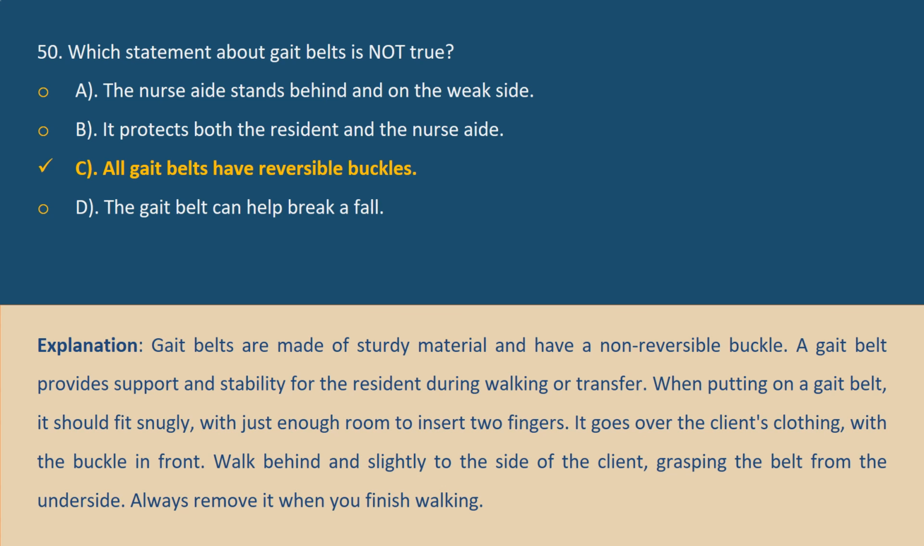Answer C. Explanation. Gait belts are made of sturdy material and have a non-reversible buckle. A gait belt provides support and stability for the resident during walking or transfer. When putting on a gait belt, it should fit snugly, with just enough room to insert 2 fingers. It goes over the client's clothing with the buckle in front. Walk behind, slightly to the side of the client, grasping the belt from the underside. Always remove it when you finish walking.